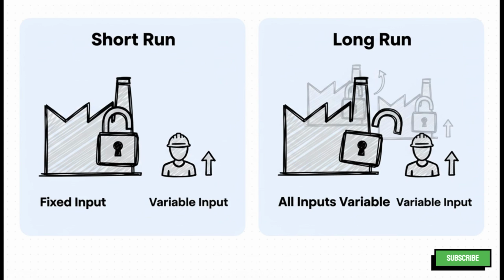And that brings us to this big idea, the short run versus the long run. So in the short run, at least one of your inputs is stuck. It's fixed. Think about a factory building or some massive piece of machinery. You just can't change that overnight. But in the long run, enough time has gone by that you have the freedom to change everything, even build a whole new factory if you want to.